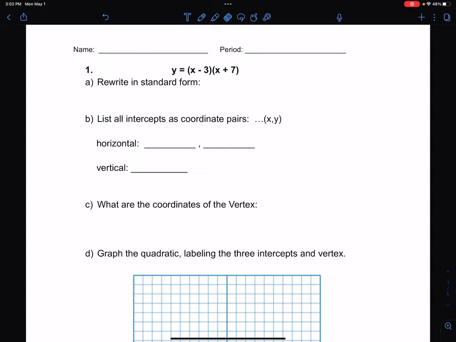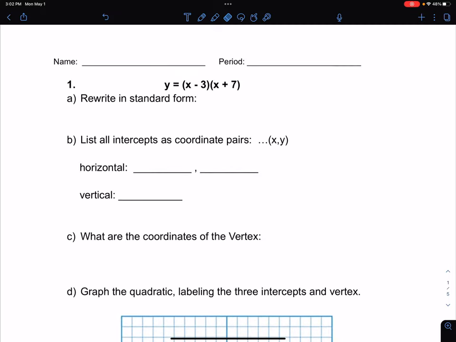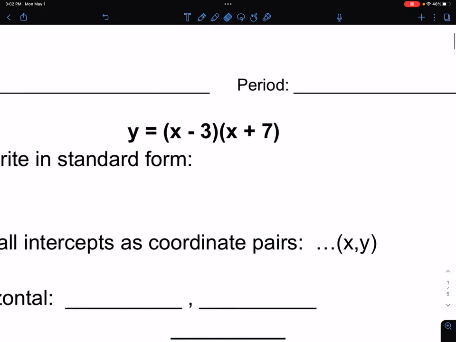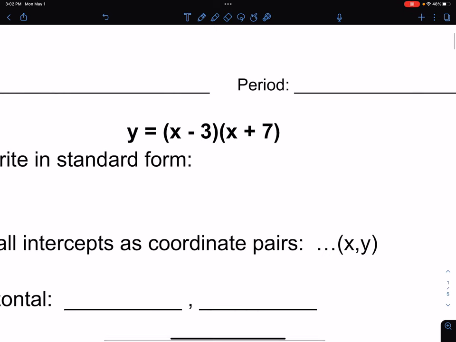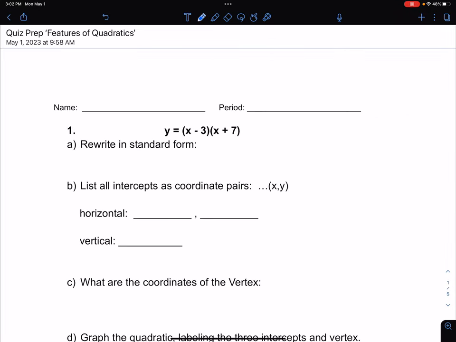All right, let's take a look at this here. Rewrite in standard form. Okay, so they gave me this quadratic in factored form. Notice this factor and that factor, right? If you multiply these together, you're going to get your standard form. So you can FOIL it out.